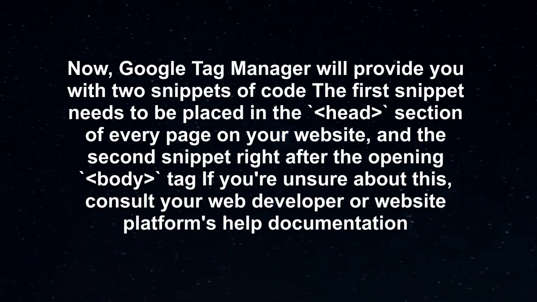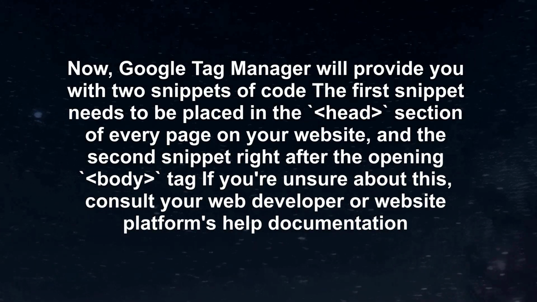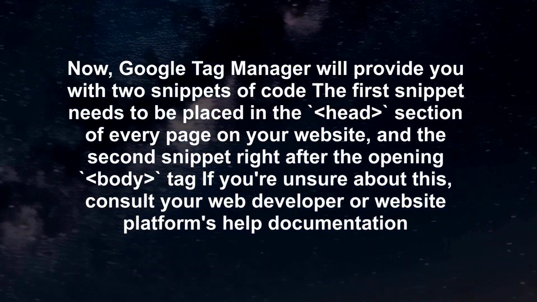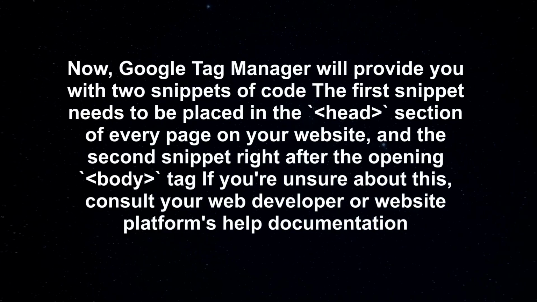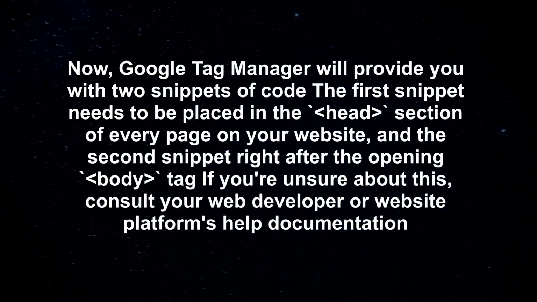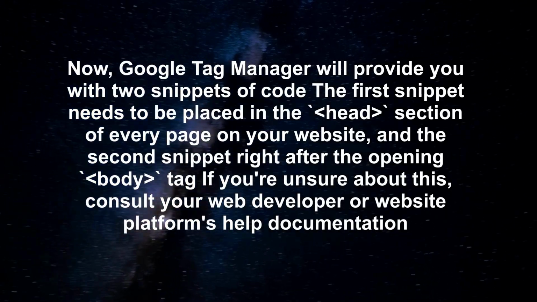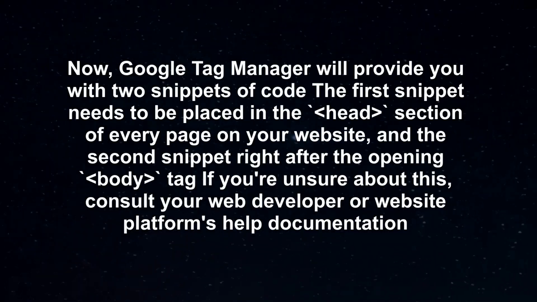Now, Google Tag Manager will provide you with 2 snippets of code. The first snippet needs to be placed in the head section of every page on your website, and the second snippet right after the opening body tag. If you're unsure about this, consult your web developer or website platform's help documentation.